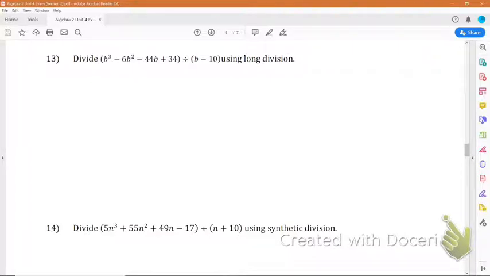If we use the box, will you lose a point? Because the instructions say using long division. But we wouldn't lose it on 15, though, because 15 gives you a choice. So 13 says use long division, 14 says use synthetic division, and 15 gives you a choice. You can use either or. I'll take that last one.